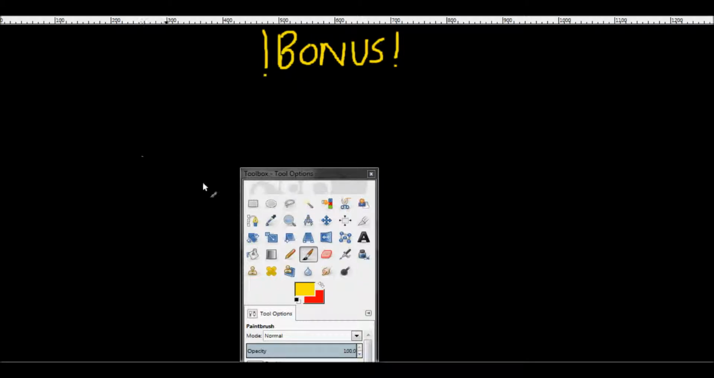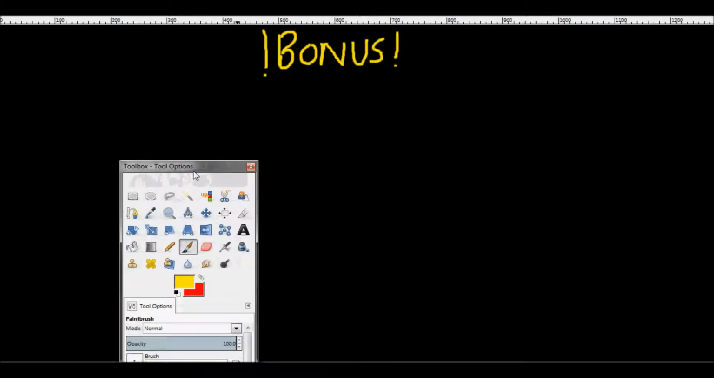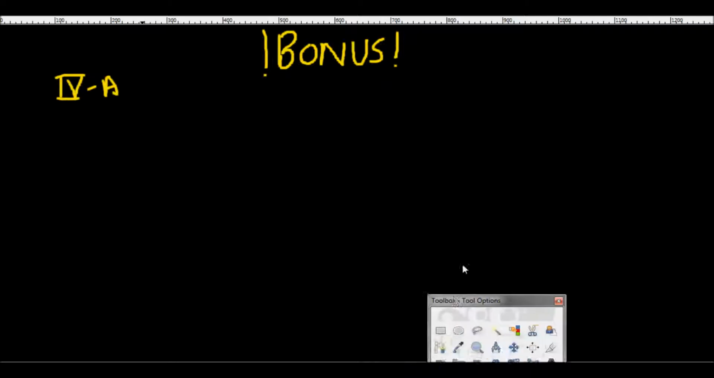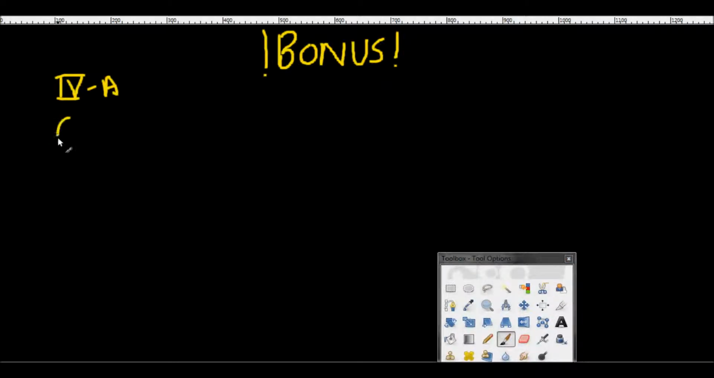So now let's move on to, I think we were on to 4A. So change of color schemes. 4A. What is it? It's C, which is carbon, silicon, germanium, SN, and PB. So there you have it.